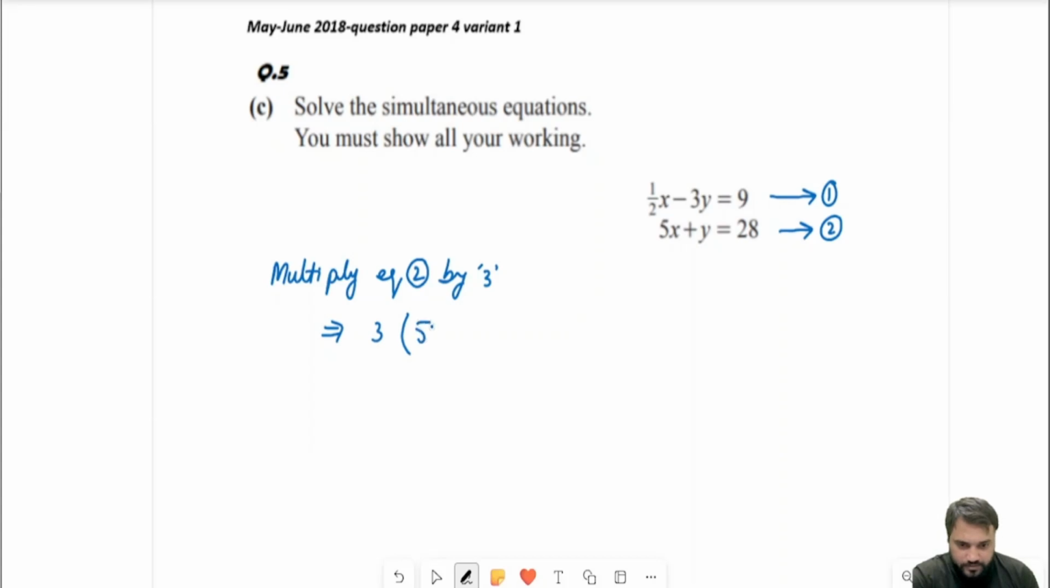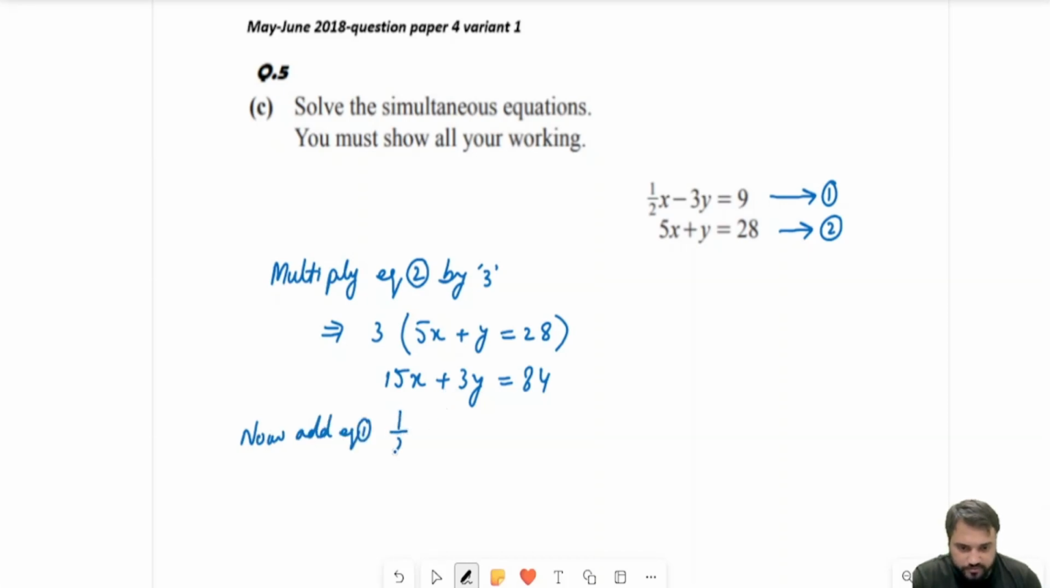Equation 2 is 5x plus y is equal to 28. 3 times 5 is 15. 3 times y is 3y. 3 times 28, that is 84. Now, in order to eliminate, see the signs of both equations: the sign of 3y is negative in one and the sign of 3y is positive in the other. If we subtract them, we cannot cancel them. If we add them, we can cancel them.